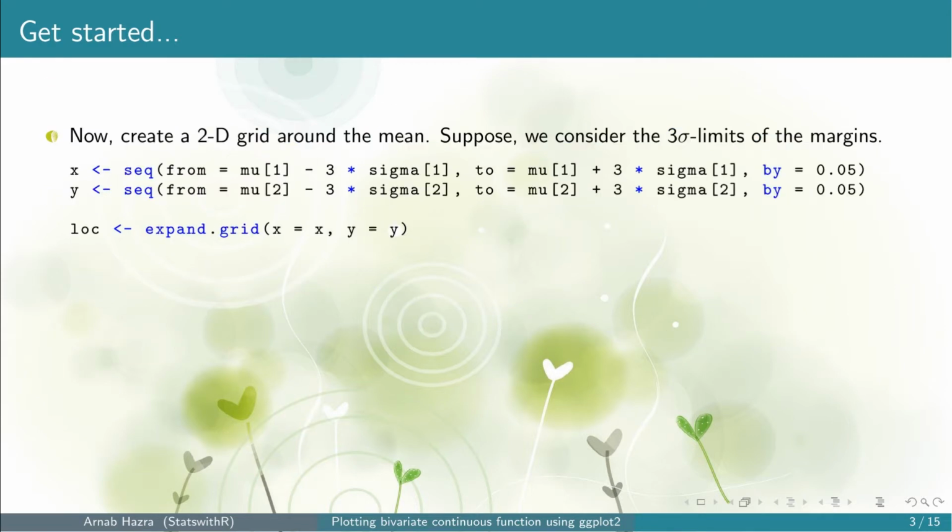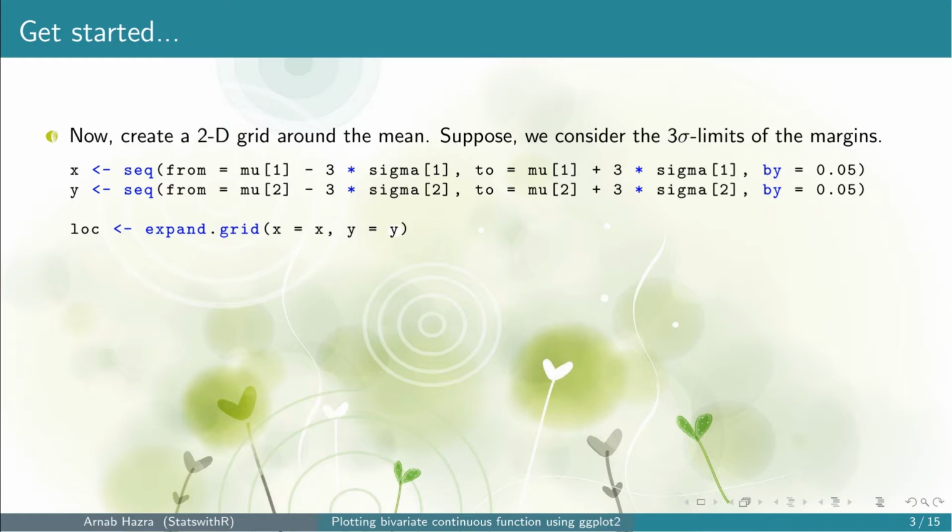Next, similar to a univariate continuous function, here also we choose a grid around the mean, except that we need to choose it in two directions. For choosing the range of the grids, we consider 3 sigma limits similar to the univariate case. Also, we choose the lag between the two consecutive points to be very small. For example, we set it to 0.05 here. Once we run the first two lines, the two grids x and y are created.